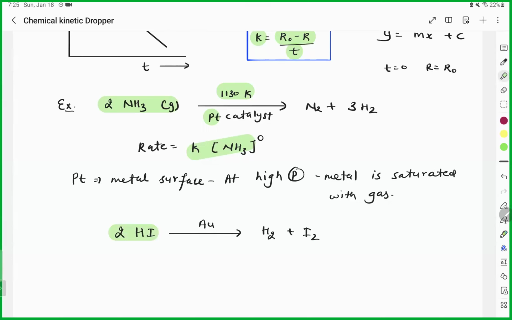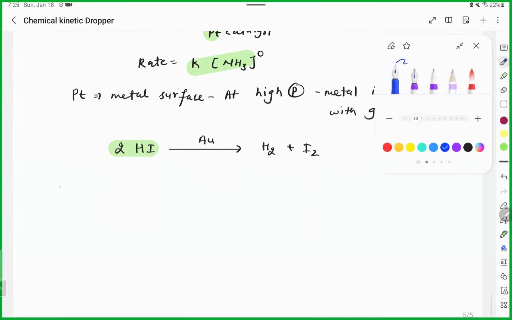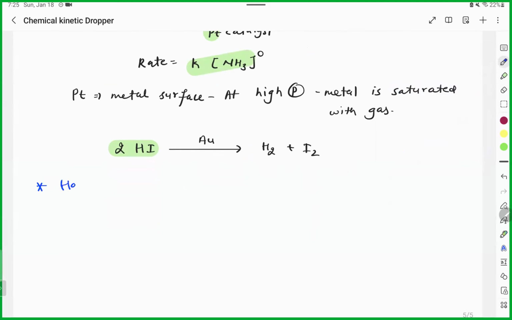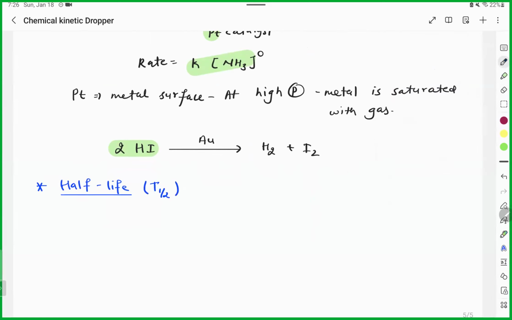Any doubt? No, sir. Based on this, you have half lifetime. Half life means, if you take the total reaction, in how much time will it take for your final amount to be half, or the initial amount to be half.